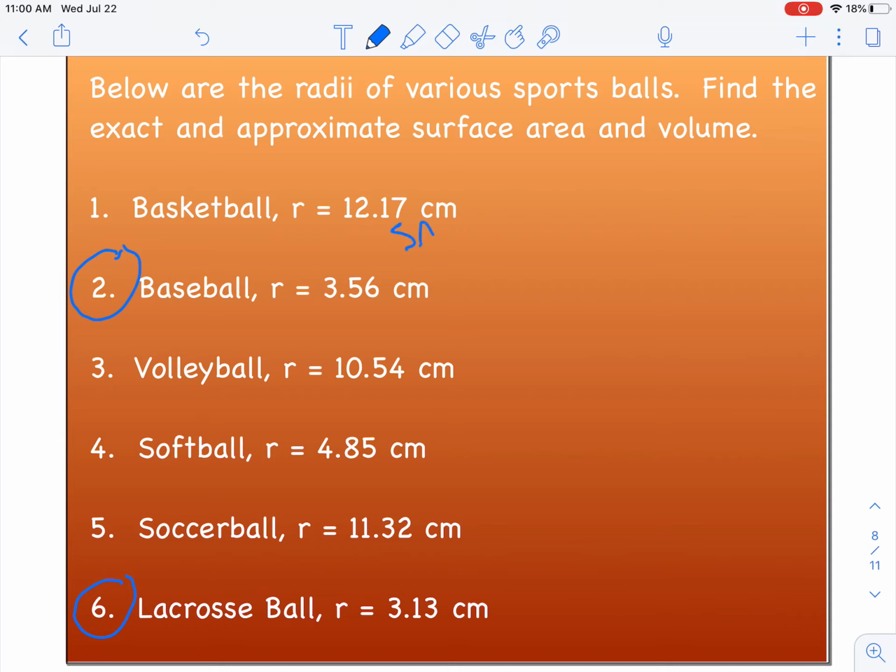So for the baseball, the surface area of the baseball is 4 pi r squared. Again, 4 circles. So I take 4 times pi, and my radius is 3.56 squared. And so the exact answer, if you want to say, is 50.69 pi centimeters squared, which approximately is 159.26 centimeters squared. So that is your surface area of the baseball.